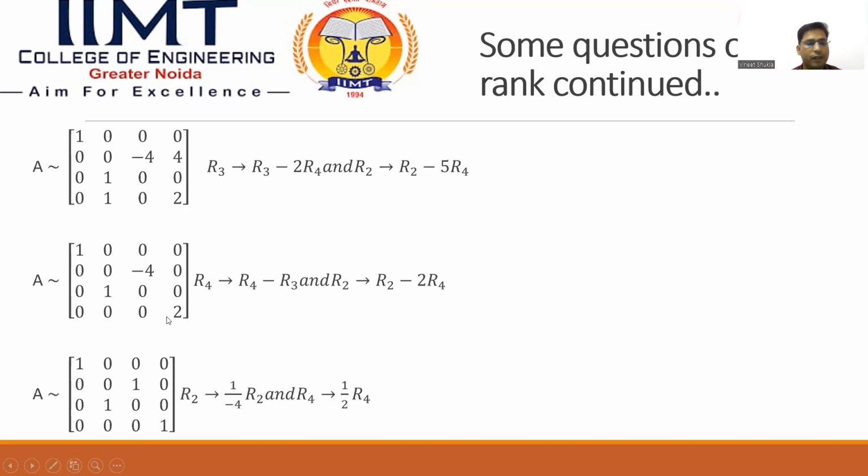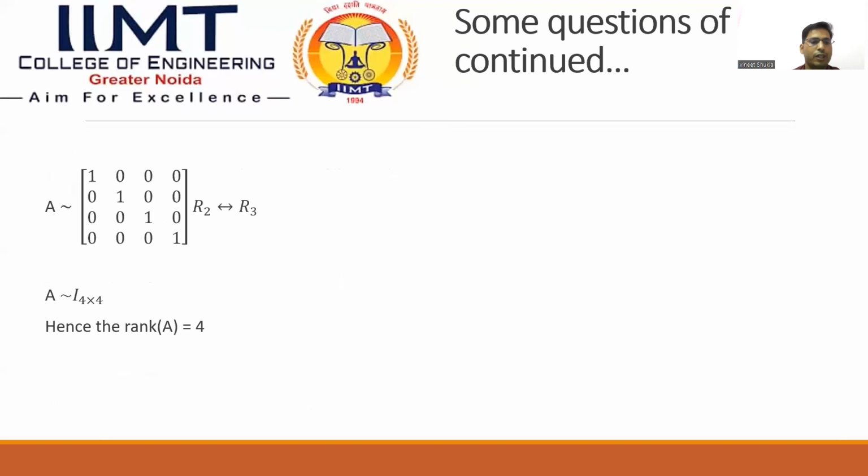Hence, we then divide row 2 by minus 4 and row 4 by 2, and we get this matrix. Now we interchange row 2 and row 3 and we get an identity matrix of order 4. Therefore, A is equivalent to identity I4. Hence, the rank of A is equal to 4, that is the order of the identity matrix.